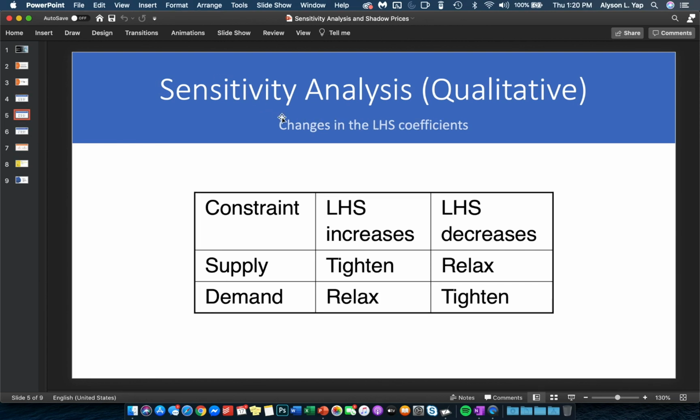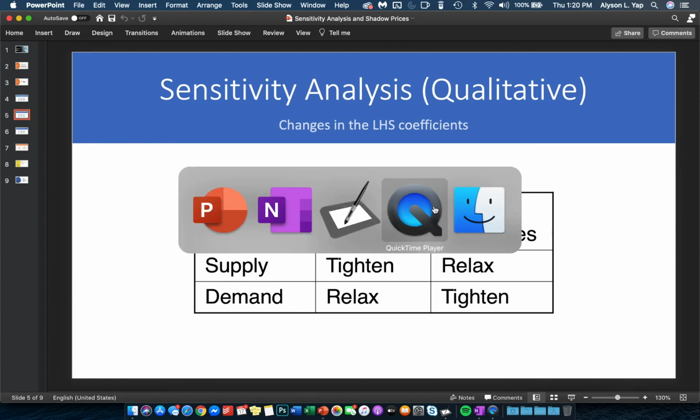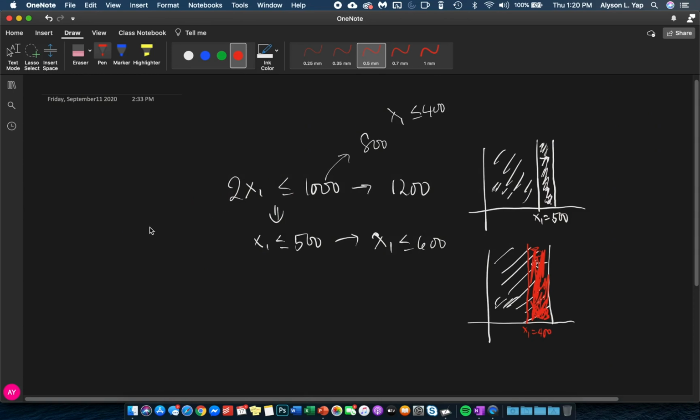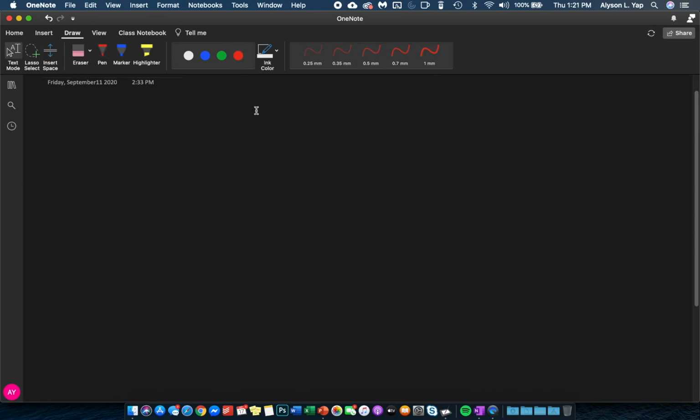Now, if we are now talking about changes in the left-hand side coefficients, then we have this table. Okay? And let me discuss that this way. So again, let's say we have our red-blue gadget problem, and we're talking about the steel constraint again. So 2x1 less than or equal to 1000. And because we're dealing with left-hand side coefficient changes, then what we are saying is we are trying to see what will happen to your model if we are changing this coefficient. And let's say this coefficient became 3.